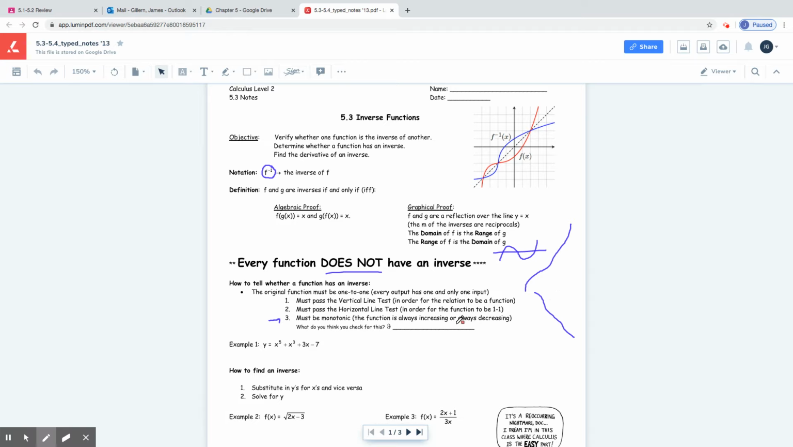Now, how can we check to see if something is always increasing or decreasing? If you remember way back when, we tested that with the first derivative. I can't spell derivative. I don't know why it's not showing up. Derivative. So, for example, look at y equals x to the fifth plus x cubed plus 3x minus 7. Let me just blow this up. We're going to lose all of this, but who cares?